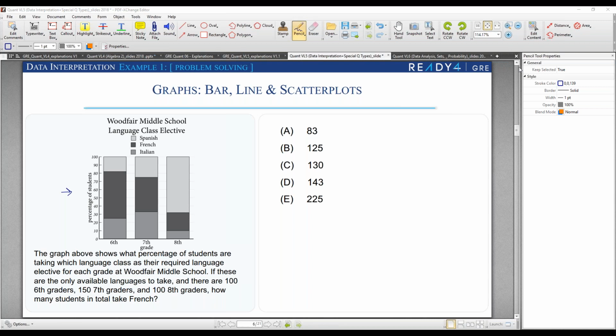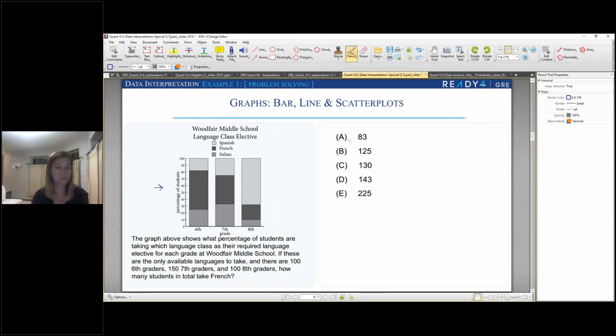Okay, looks like we're getting some answers in. Cool. All right, so rolling on here. The graph is showing us a percentage of students. What they've done is give us the easy task on the 100 sixth graders and 100 eighth graders. That's easy because the number of students is the same as the percent of students. The more difficult one is the 7th graders. They're 150, so we're just going to have to deal with that when we get there.